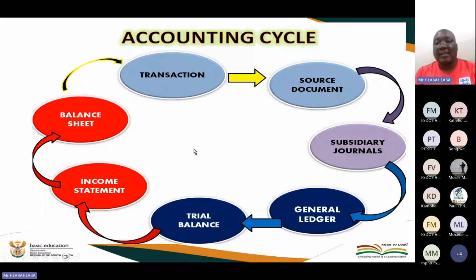In term 1, we started with the transactions, the source documents. And then after doing the source documents, we did subsidiary journals, cash receipt, cash payment. And then we transferred that cash receipt and payment to the general ledger. We did general ledger last term. And now we are going to do a dry balance. We are here now, according to the accounting cycle, dry balance.